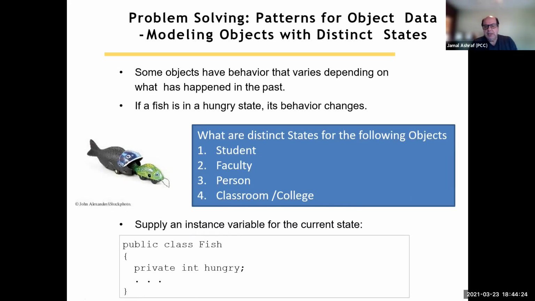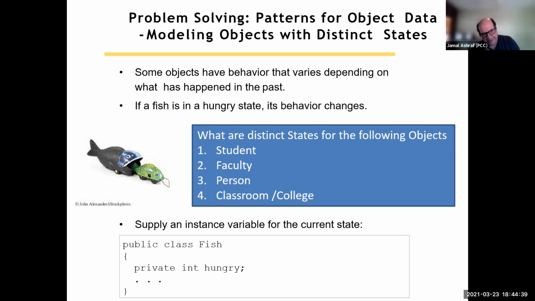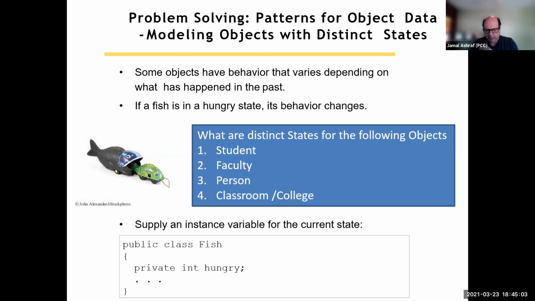So what are the distinct states for the following objects? So for a student, what do you see as a state for the student? Grades. Oh, I'm talking about the state of it, not the recording of a grade. So a student can be active or inactive, or things like that. What about the faculty? Same thing can be to do with the faculty. The faculty is inactive, so right now this faculty is not teaching anymore.